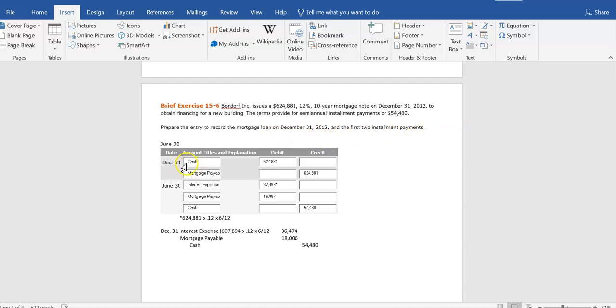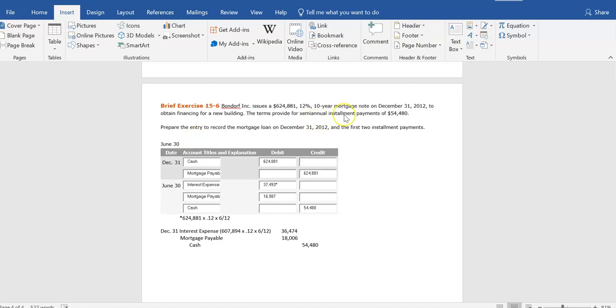So the first thing that happened on December 31st, essentially the company received cash of $624,881, used that to buy the building, and then they credit their liability, mortgage payable, for $624,881. Incurring a liability. Essentially, it almost looks like they're borrowing cash. They would turn around and use that cash to pay whoever they're buying the building from.